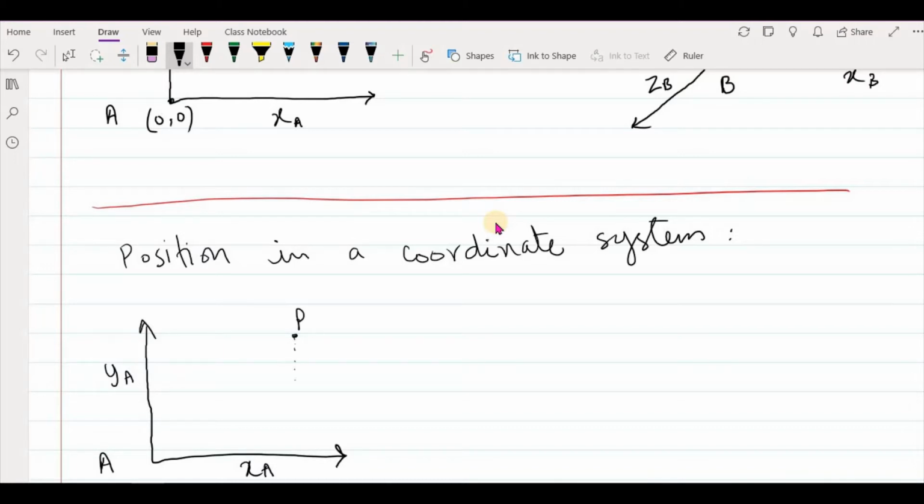Of course, we shall see how much length is along the x-axis, and we call this length Px, and then we shall see how much length is along the y-axis, and we call this length Py. So now we are able to define the position of this point P in frame A. Okay, how can we do that?